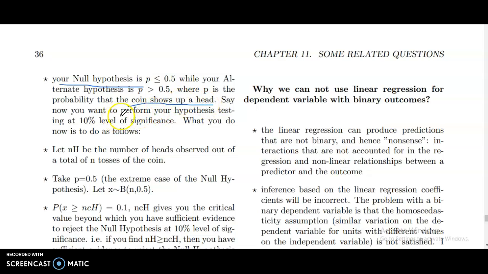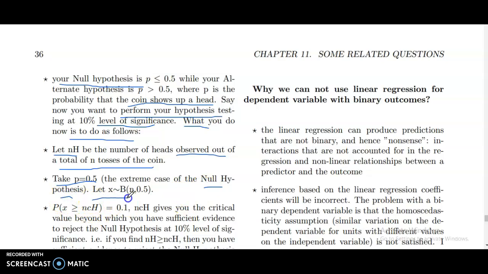Say now you want to perform your hypothesis testing at a 10% level of significance. What you do now is as follows. Let NH, capital N H, be the number of heads observed out of a total of N tosses of the coin. Take P equal to 0.5, the extreme case of the null hypothesis.